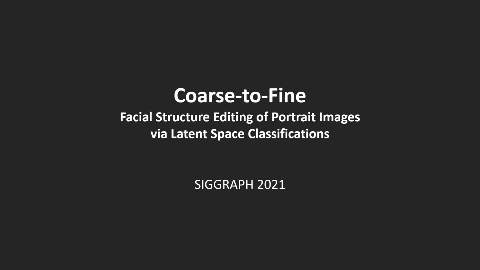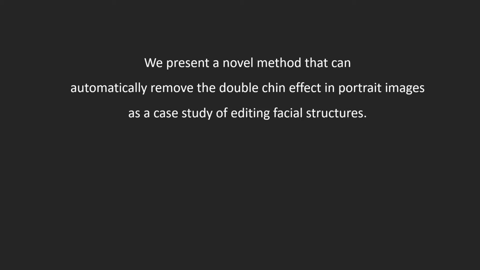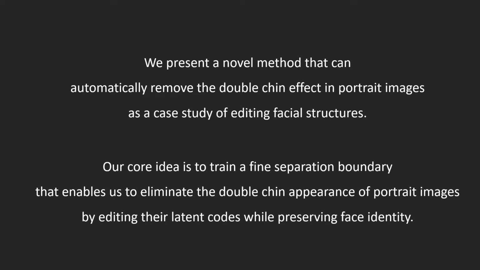Coarse to Fine: Facial Structure Editing of Portrait Images via Latent Space Classifications. We present a novel method that can automatically remove the double chin effect in portrait images as a case study of editing facial structures. Our core idea is to train a fine separation boundary that enables us to eliminate the double chin appearance of portrait images by editing their latent codes while preserving face identity.